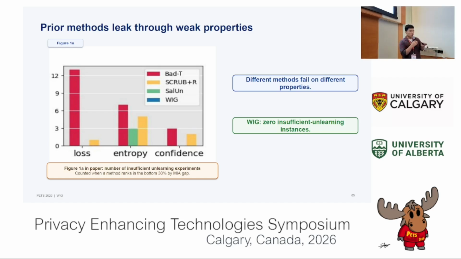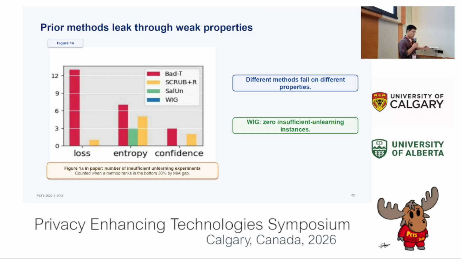However, it shows a bad result for the membership inference attack on entropy and confidence. Also, interestingly, the loss-based membership inference attack was the one used to evaluate the SCRUB algorithm in their research. Also, the entropy-based membership inference attack was used for the bad teacher.